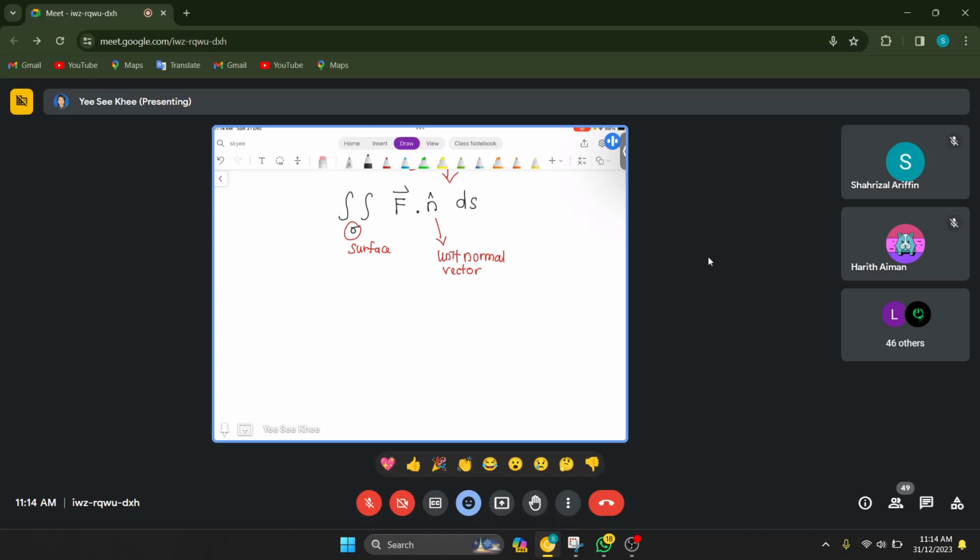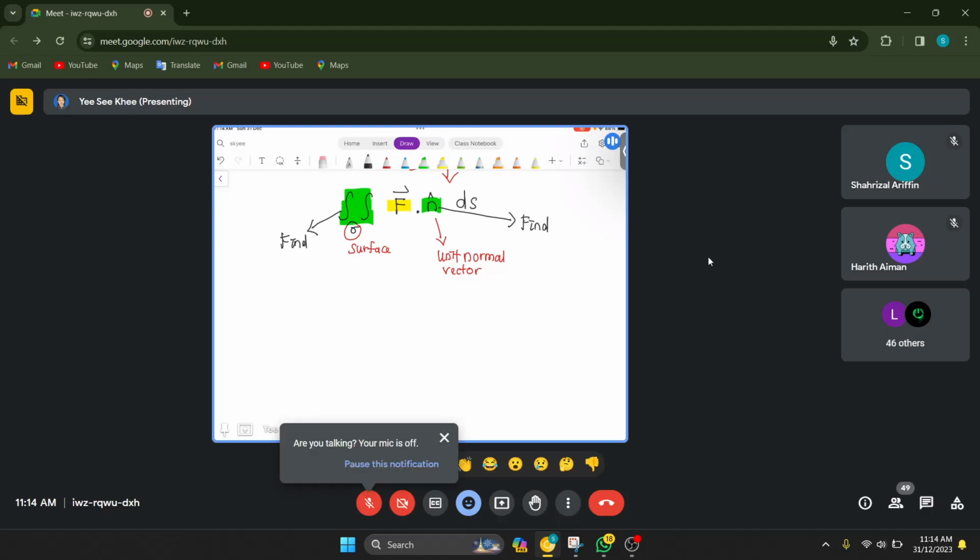This F will usually be given by the question. You need to find this n, and also the interval of your double integral. These are the things that you need to find.